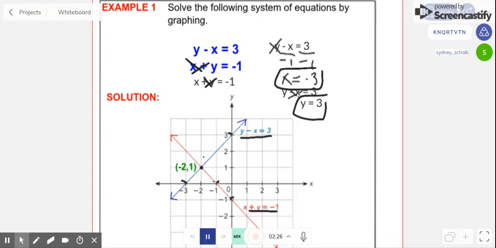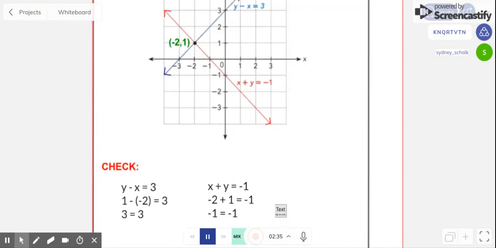So finally, the last step is to actually find the solution. That's where the two graphs meet. We can see where they intersect, and that's at the ordered pair -2, 1. That is our solution. And now, just like what we did previously, we're going to check our work.